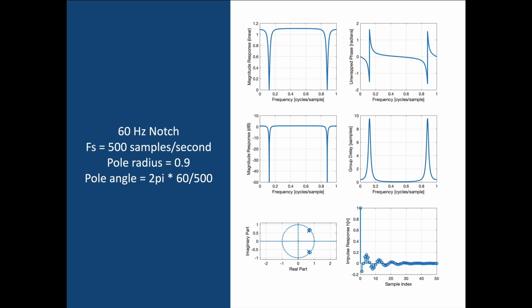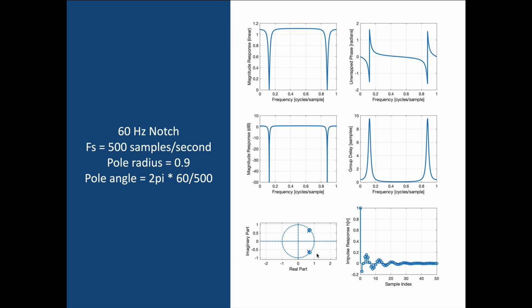So if you assume that the data is sampled at 500 samples per second, the angle of the notch would be at 2 pi times 60 over 500. That's the angle. And here we're going to have the pole radius at 0.9.